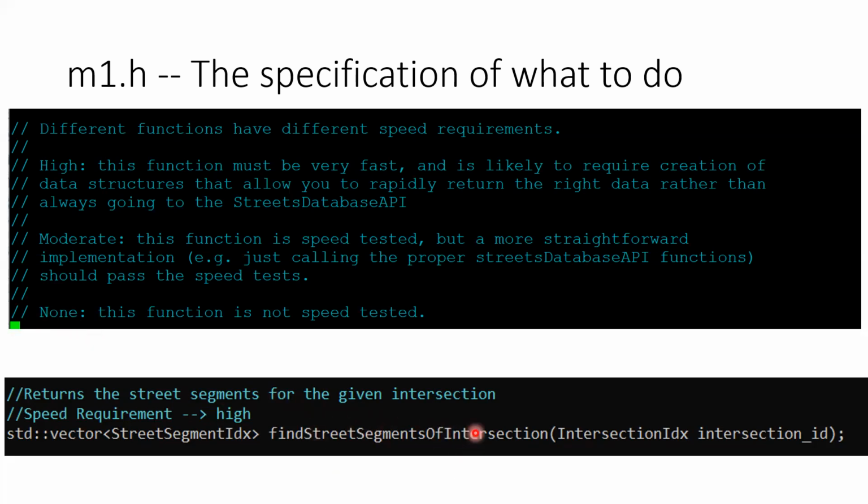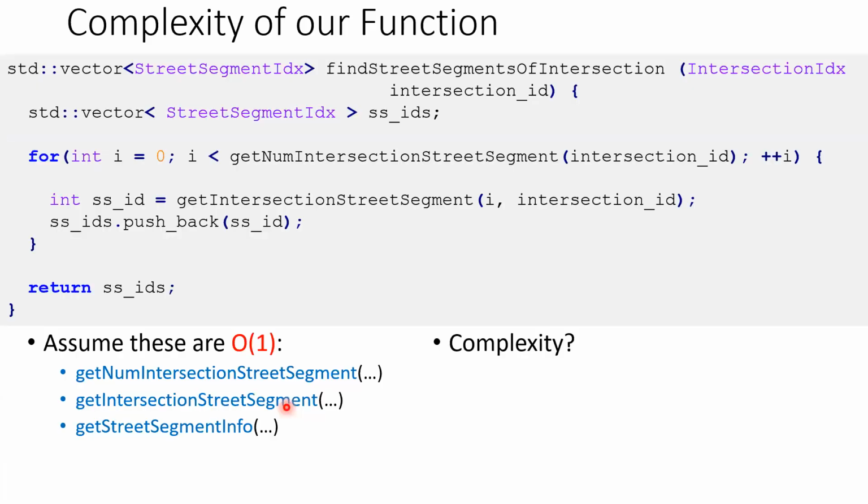And this function that we just wrote has a high speed requirement, which means that we'll need to look at its complexity. So with this implementation, and assuming that the get functions all have O(1) time, what is the complexity?